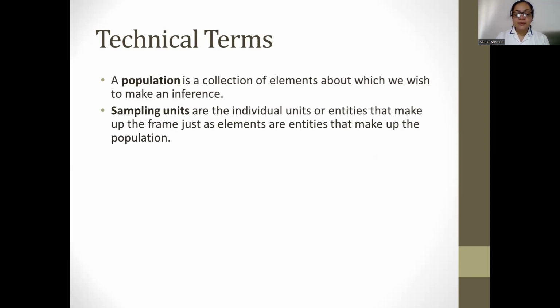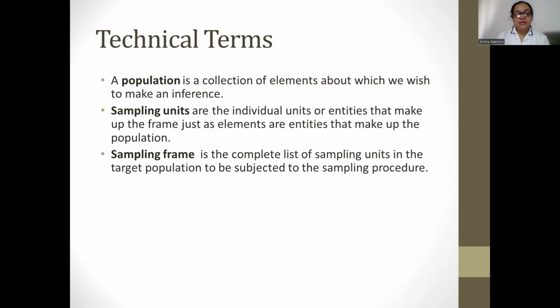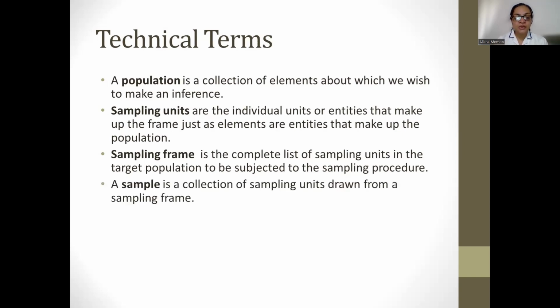So population is made up of sampling units, and the sampling units will help us decide a sampling frame, which is the complete list of sampling units in the target population to be subjected to the procedure. So in the research study, to derive a sample, we need a sampling frame from the sampling units from the population. So it's like tapering down like this. A population will have sampling units. A sampling unit will help us determine a sampling frame. And from that sampling frame, we are going to recruit samples for our study. So a sample is a collection of sampling units which will be drawn from a sampling frame.